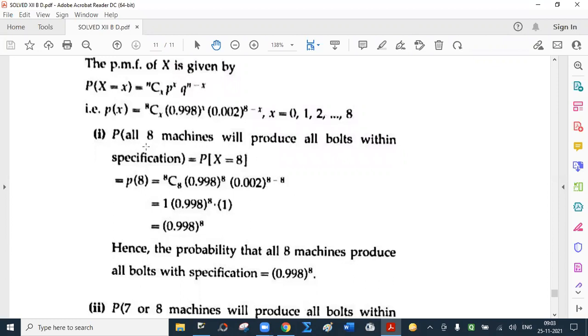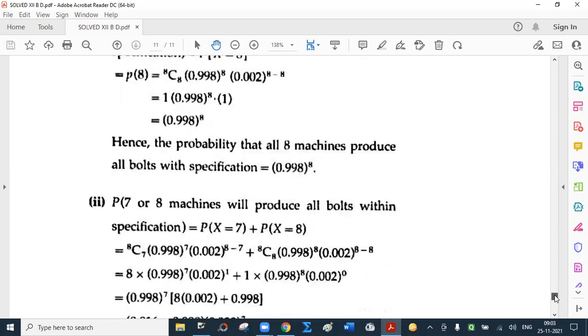First part, probability that all 8 machines will produce bolts within specification. That is P of X equal to 8, that is 8C8, which is 1, into 0.998 raised to 8. If only this part is asked for 3 to 4 marks, it is better that you find the answer using log tables, that is, simplify this. Otherwise, say that this is the final answer.